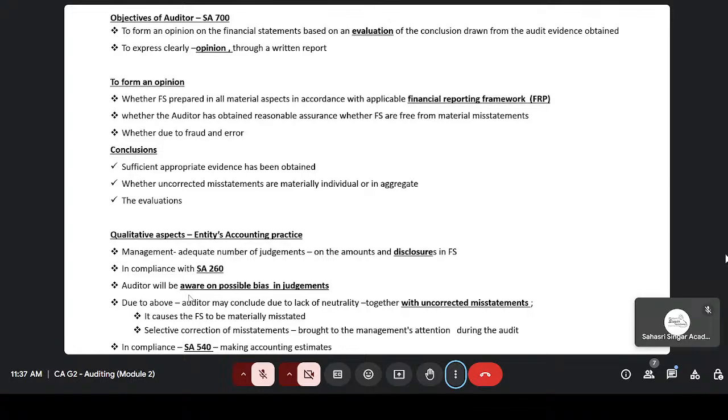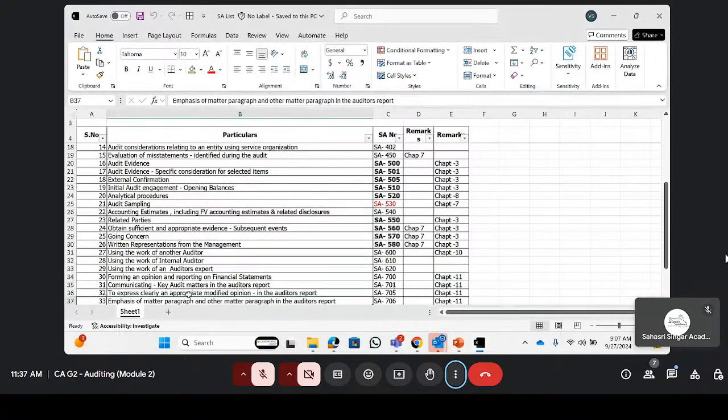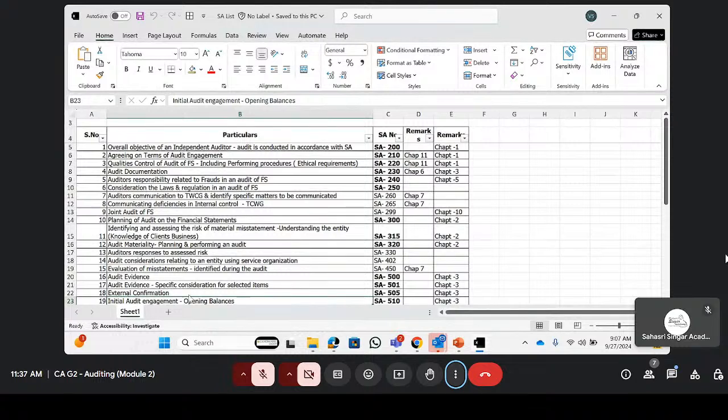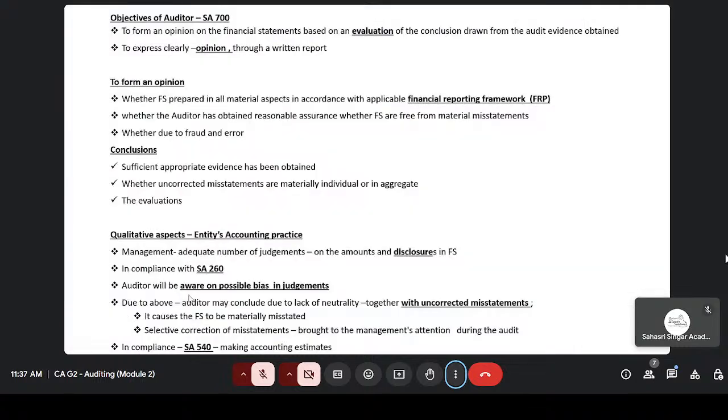And not only that, SA 260 means, we all know, the auditor's communication with those charged with governance, TCWG. We have studied this term previously. So you should also make sure that it has been discussed during the meeting with the organization. You have to ensure that this is also completed. Because if you are not able to assess these judgments, what will happen? It will lead to bias.